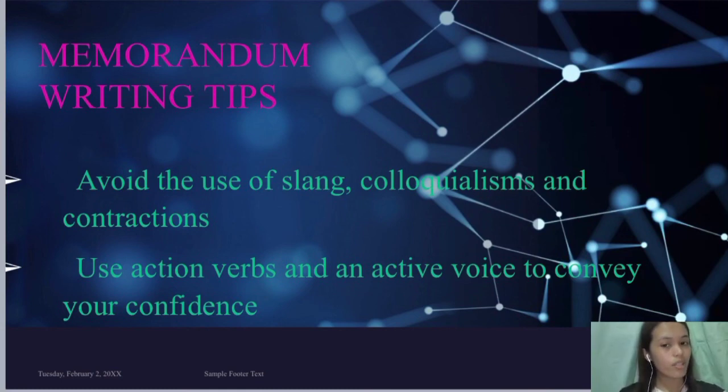Lastly, use action verbs and an active voice to convey your confidence. In most cases, using active voice will result in shorter, sharper sentences that are easier for the reader to follow. This makes your writing clearer and aids the reader in visualizing what's happening, especially when you use vivid action verbs.